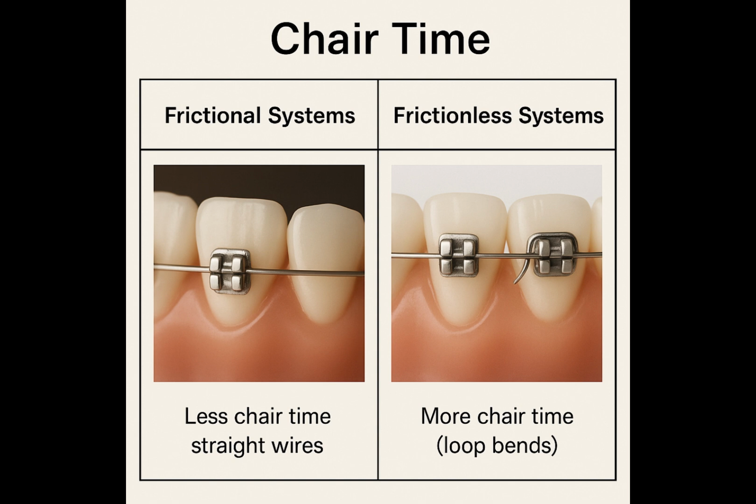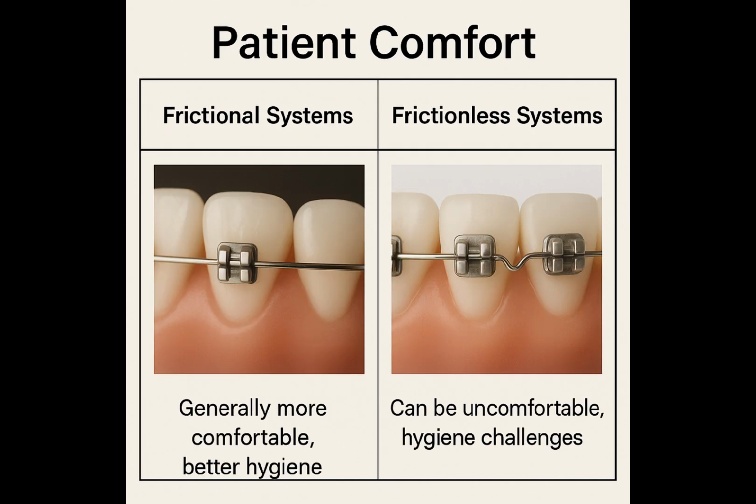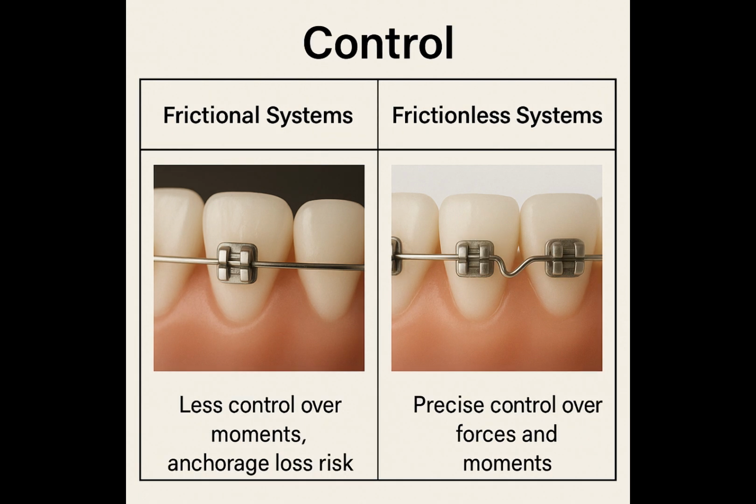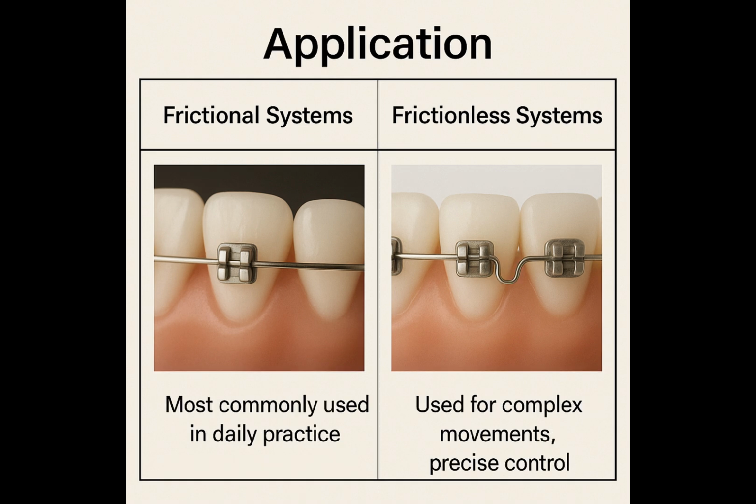Chair time. Frictional systems: less chair time. Frictionless systems: more chair time, loop bends. Patient comfort. Frictional systems: generally more comfortable, better hygiene. Frictionless systems: can be uncomfortable, hygiene challenges. Control. Frictional systems: less control over moments, anchorage loss risk. Frictionless systems: precise control over forces and moments. Application. Frictional systems: most commonly used in daily practice. Frictionless systems: used for complex movements, precise control.